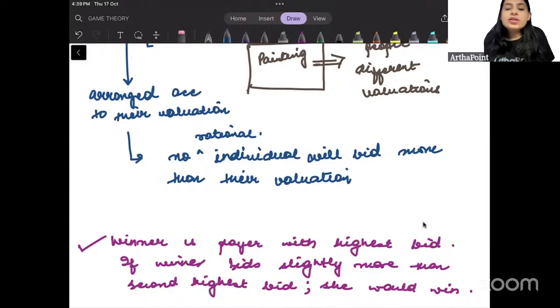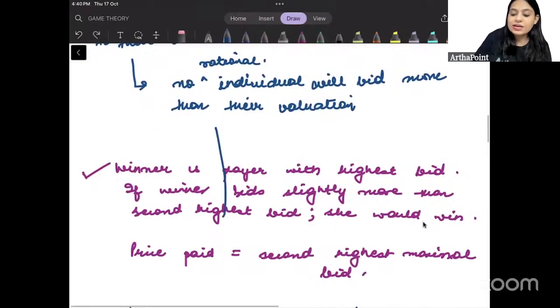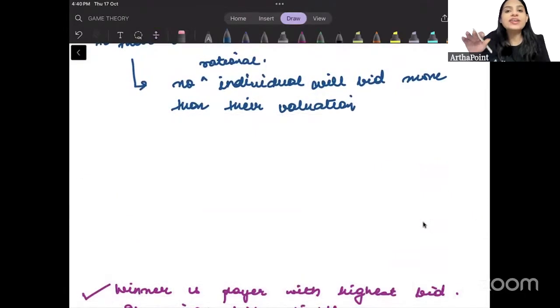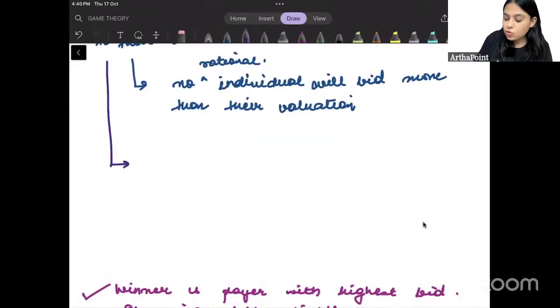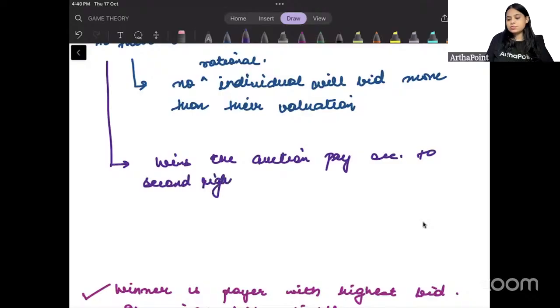Now the next thing that is important here is that in second prize sealed bid auction, what happens is that whoever wins the auction, they will pay according to the second highest bid. Whoever wins the auction will pay according to the second highest bid.